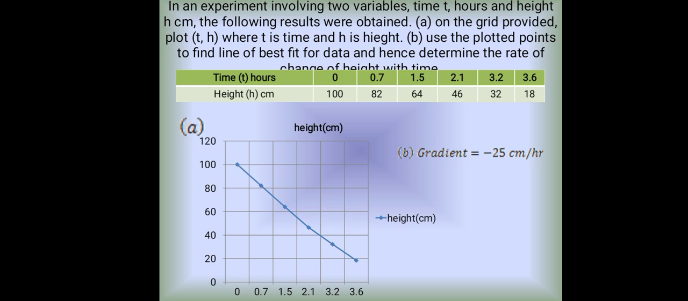In an experiment involving 2 variables, time T hours and height H centimeters, the following results were obtained. On the grid provided, plot T against H, where T is the time and H is the height. Use the plotted points to draw the line of best fit for the data and hence determine the rate of change of height with time.